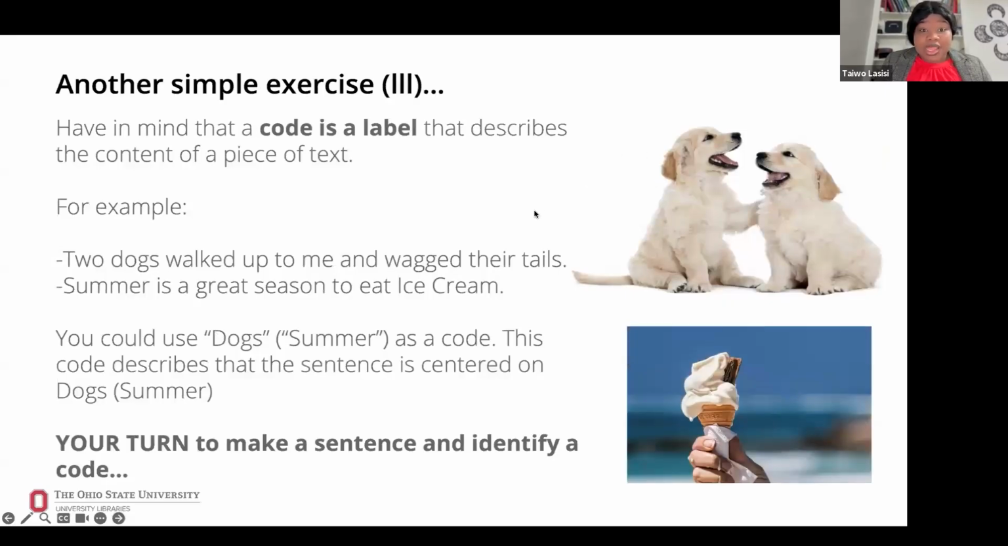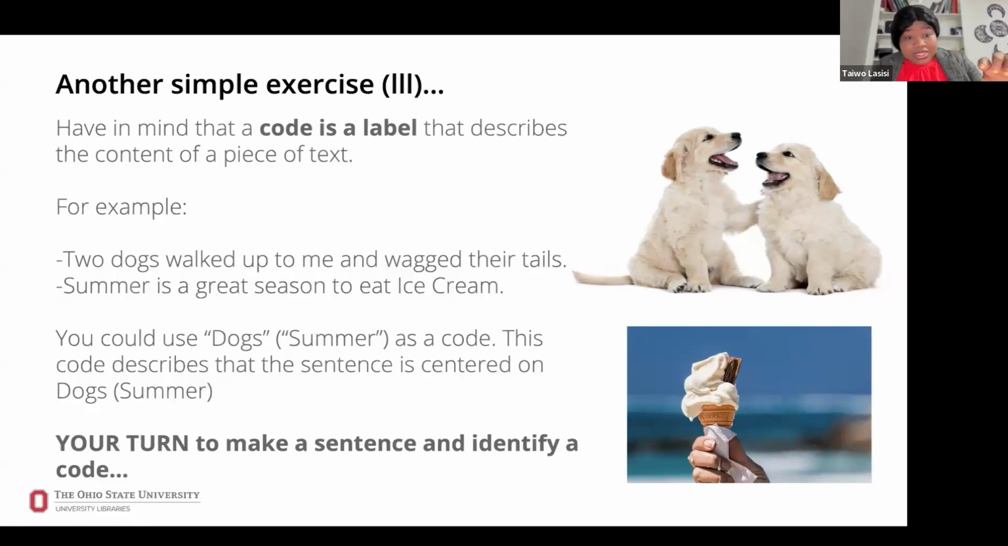I wish we had time to do this exercise, but let me just quickly say this. An example of a code: two dogs walked up to me and wagged their tails. Or, for example, summer is a great season to eat ice cream. Just looking at these two examples, you know that dogs and summer are the codes here.